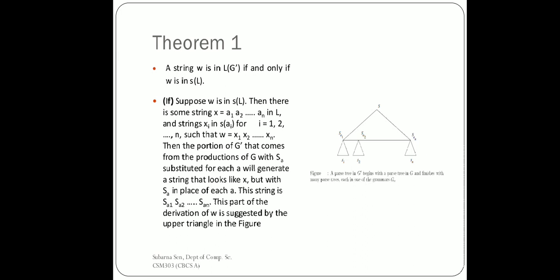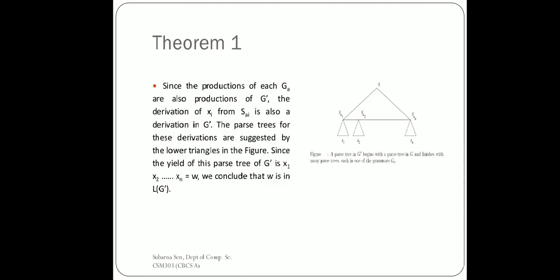So if this substitution is possible, then we are one step forward towards the proof, because we are substituting with this one, and my parse tree can generate it. So this is done. Now, since the productions of each GA are also productions of G dashed, the derivation of xi from SAi is also a derivation in G dashed, right?